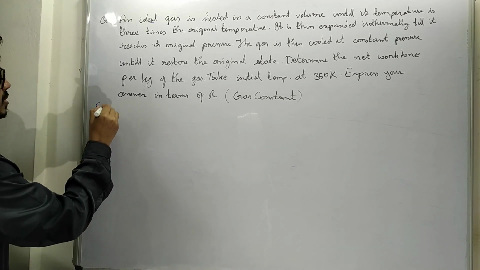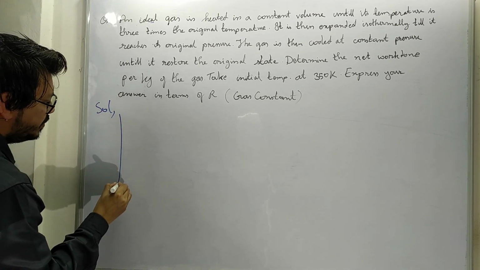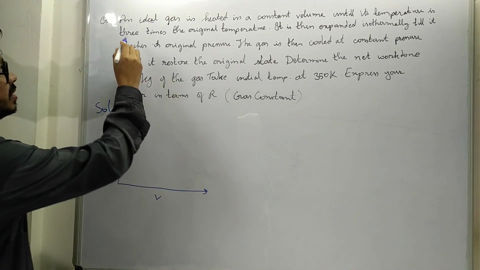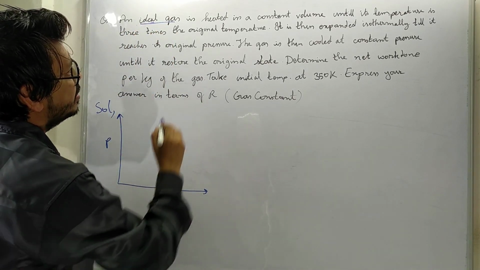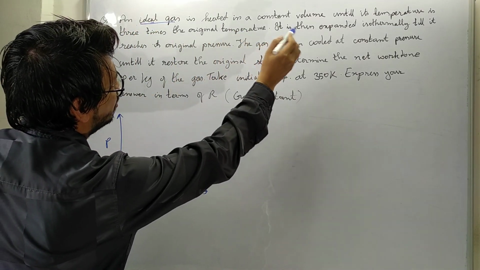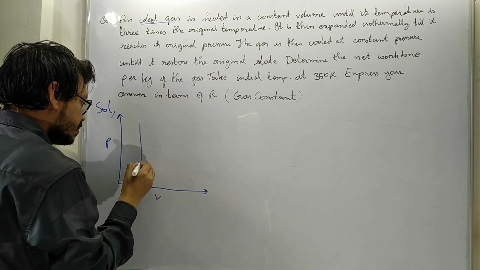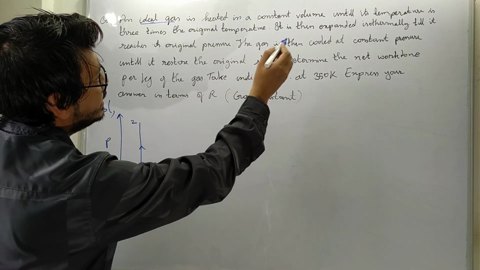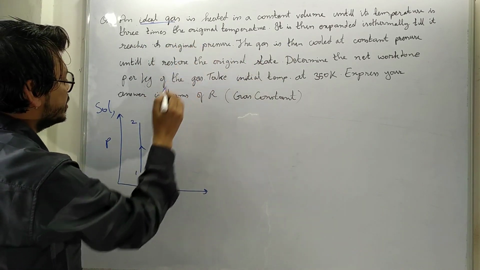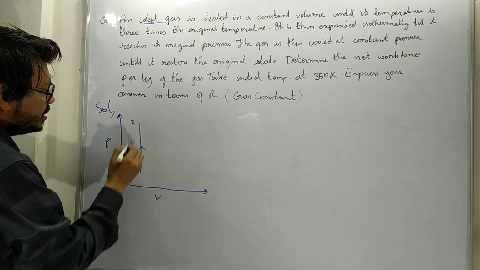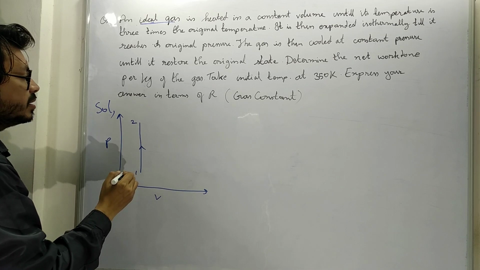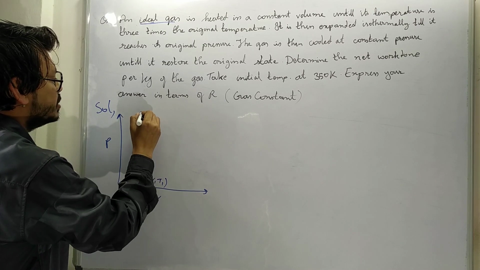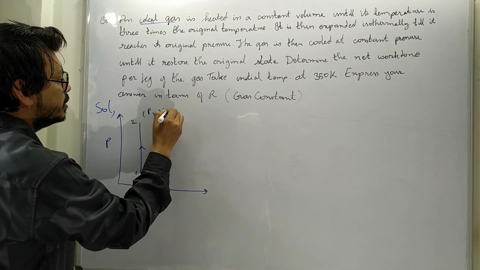So let us solve this question. Let us first draw our PV diagram. This is our PV diagram. It is given in the question an ideal gas, which is heated in a constant volume. So the process is constant volume. This is our constant volume. Process 1 to 2 is constant volume until its temperature is 3 times the original temperature, such that the temperature at T2 is 3 times the temperature at T1. Let us consider this point as P1, V1, T1, and this point as P2, V2, T2.